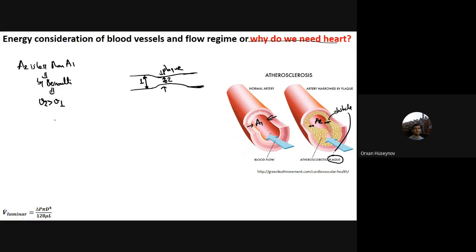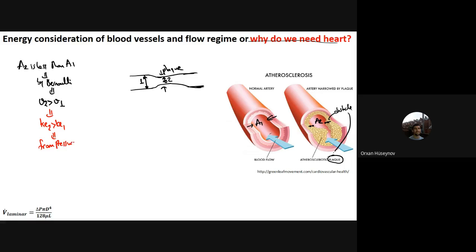The next question comes: kinetic energy increases due to that. Kinetic energy 2 is greater than kinetic energy 1. So where does that kinetic energy come from? There is an energy increase, but there should be some source of it. Does anybody know the source of this kinetic energy increase? Pressure. Yes, Mohammed, it comes from pressure.